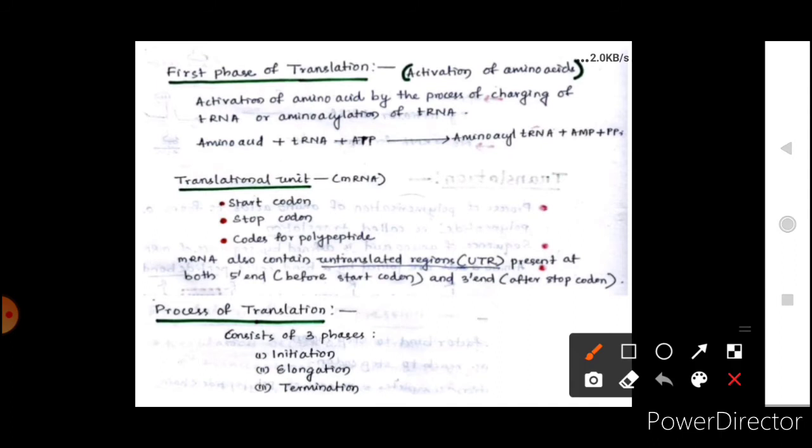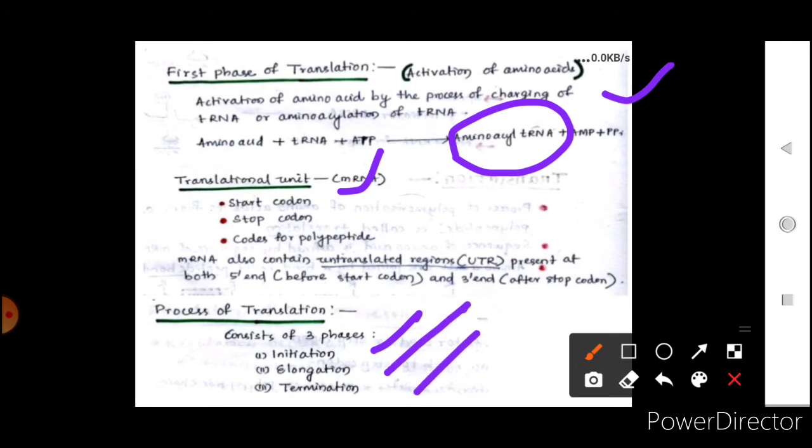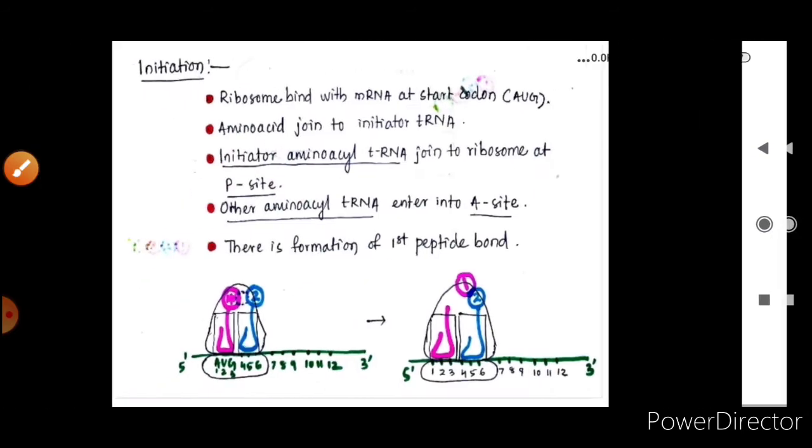Here you can see that the first phase of translation is the activation of the amino acid, so aminoacyl tRNA is formed. What all things will come in the translation unit? The start codon, the stop codon, and the codons for the polypeptide. Now, the process of translation consists of initiation, elongation, and termination, these three processes.